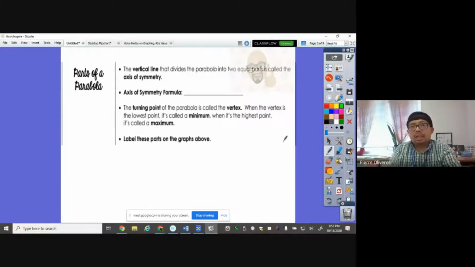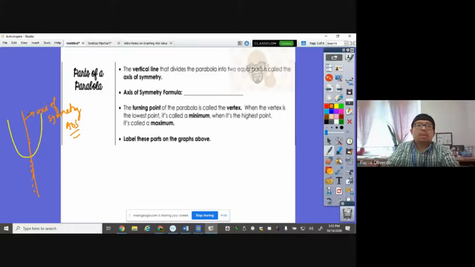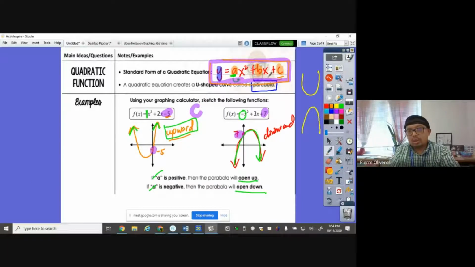Now, the vertical line that divides a parabola into two equal parts is called the axis of symmetry. When you have a graph of a parabola, which is a U shape, this really cuts it in half equally with a line, this orange dotted line here. That is called the axis of symmetry, or the AOS. That's the one that cuts it into equal parts, one on the left side, one on the right side, okay? The formula for the axis of symmetry is x equals negative b over 2a. The b and the a are coming from the standard form of your quadratic equation, okay?